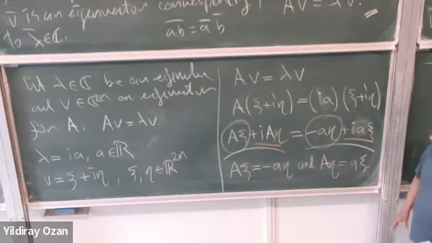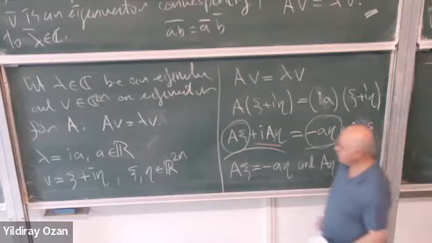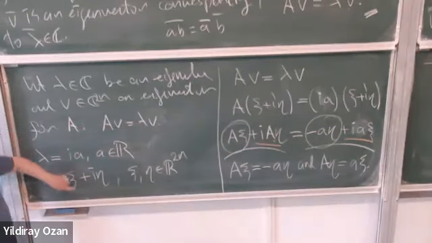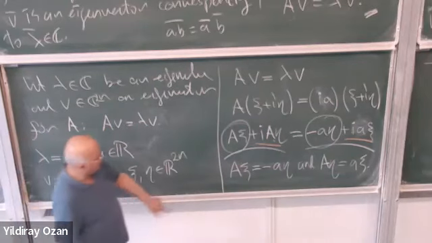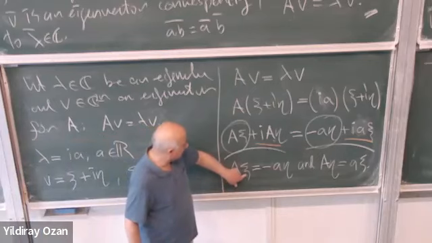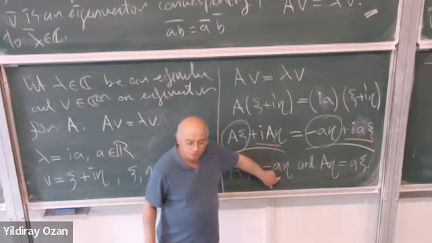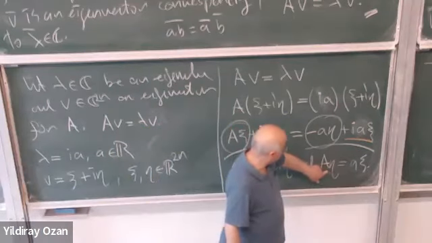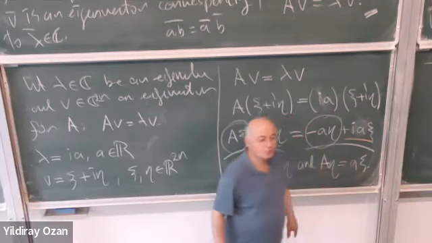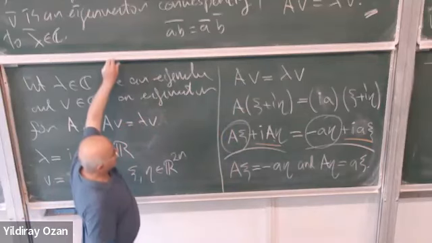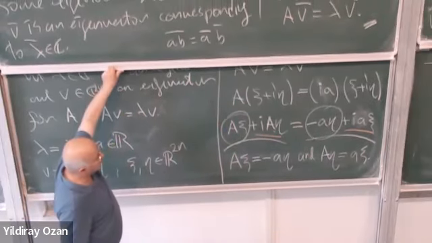Okay? So the real and imaginary parts of the eigenvector are switched by the operator A, right? A sends the real part to a multiple of the imaginary part, and A sends the imaginary part to a multiple of the real part. So it switches the real and imaginary parts of the vectors.